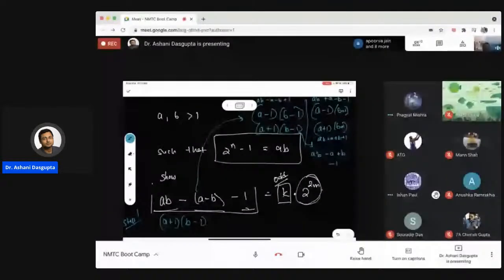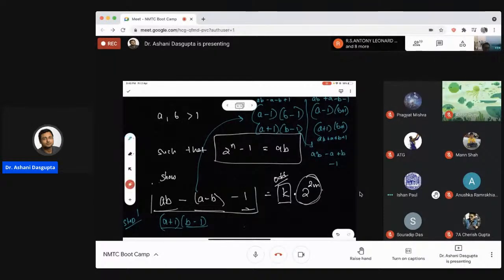Sir, I actually had an idea after this. Okay, go ahead, Ishan. So if 2 to the power n minus 1 is always an odd integer, right? So its factors also have to be odd. So A plus 1 and B minus 1 both are even integers. Oh, okay. So A plus 1 and B minus 1 are both even.